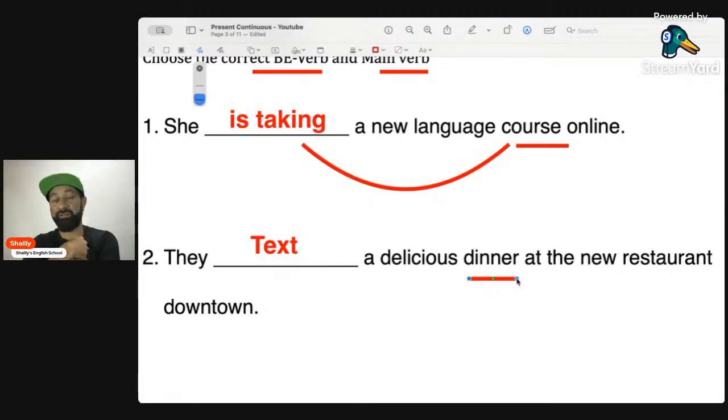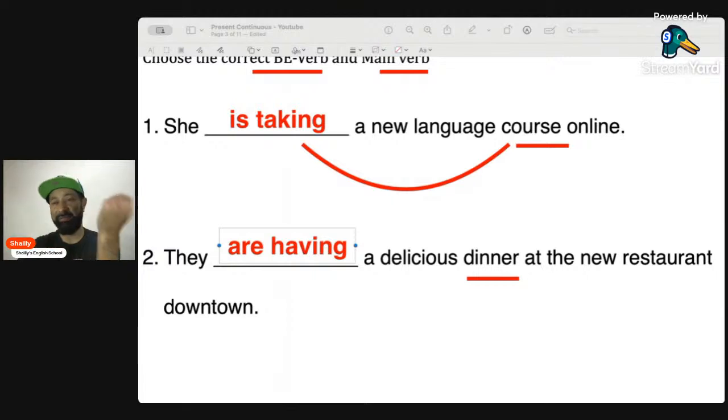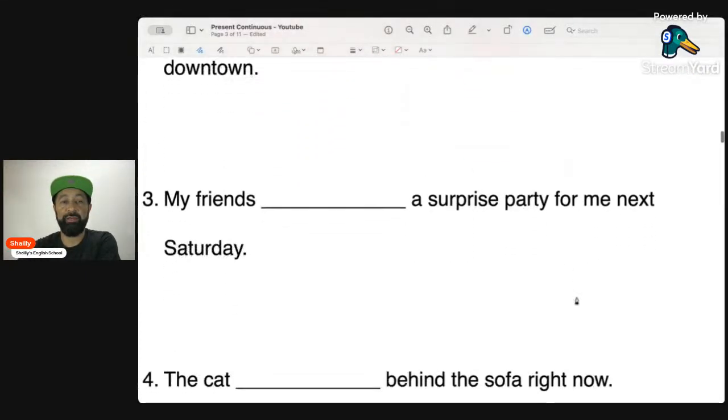I'm going to choose a different verb. I'm going to say they are having a delicious dinner at the new restaurant. All right, here, having, it means eating. Okay. So that's another option. You don't always have to say eating. You can say having dinner, having a drink. Okay. So let's look at number 3.